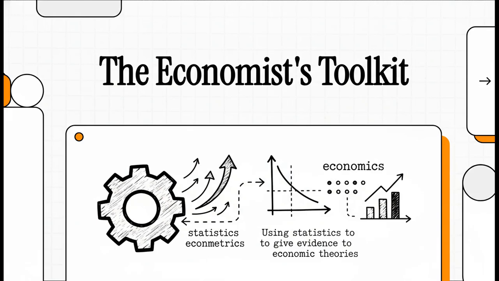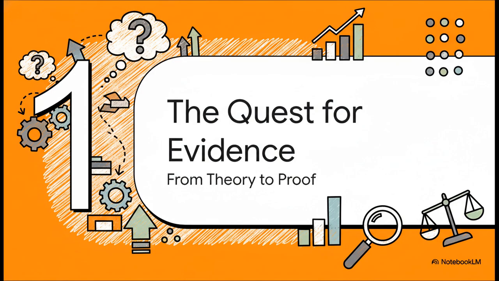Have you ever wondered how economists really know what's going on with the economy? Well, in the next few minutes, we're going to build the exact toolkit they use to look under the hood. It's a science called econometrics. Let's dive in. So, first things first, let's talk about the fundamental challenge every single economist faces.